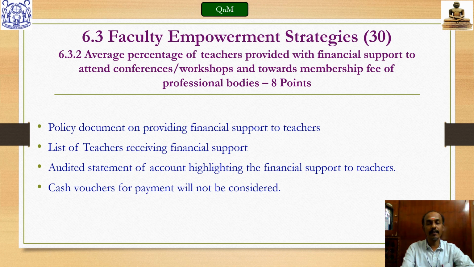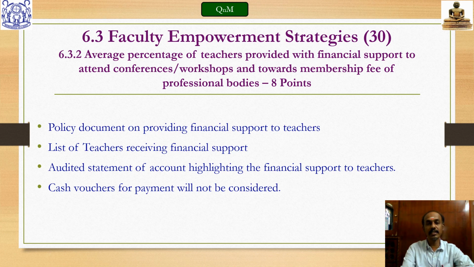So 6.3.2 is the average percentage of teachers provided with financial support to attend conferences, workshops, and also the membership fee of professional bodies. Earlier we discussed the funds provided by the institution to the teachers in the form of seed money that is purely meant for a project. But here they are talking about teachers presenting their research papers in conferences, seminars, and participating in workshops where the registration fee is borne by the management. That can be taken into account here, where you need to list the teachers who have benefited and the fund that is provided to them, and also very importantly the membership fee of professional bodies.